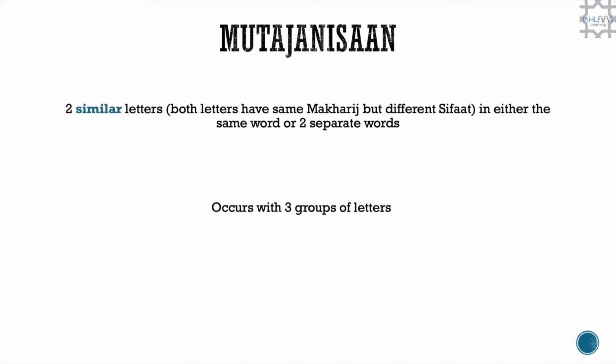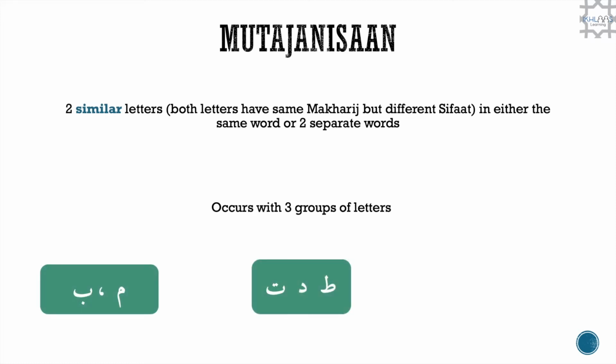The next category we will look at is Idghaam Mutajanisaan. This is where two similar letters, both letters have the same makharij but differ in sifat, in either the same word or two separate words. This occurs with three groups of letters: ba and mim, ta, dal and to, and tha, dhal and dho.